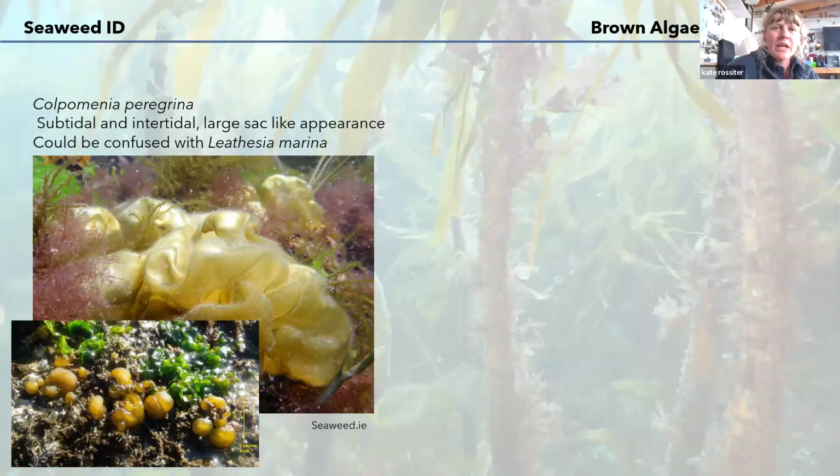Okay, here's more of our intertidal browns. I'm going really long. Here's Colpomenia peregrina. It can be in the subtidal, but it's mostly intertidal. It's a very sac-like appearance, and the way you're going to distinguish it from its fellow species that is also sac-like is it's going to be very soft. Leathesia marina is also found in the intertidal, but it's very hard and crunchy. So you always want to kind of test texture when you're identifying species and you don't want to collect them.